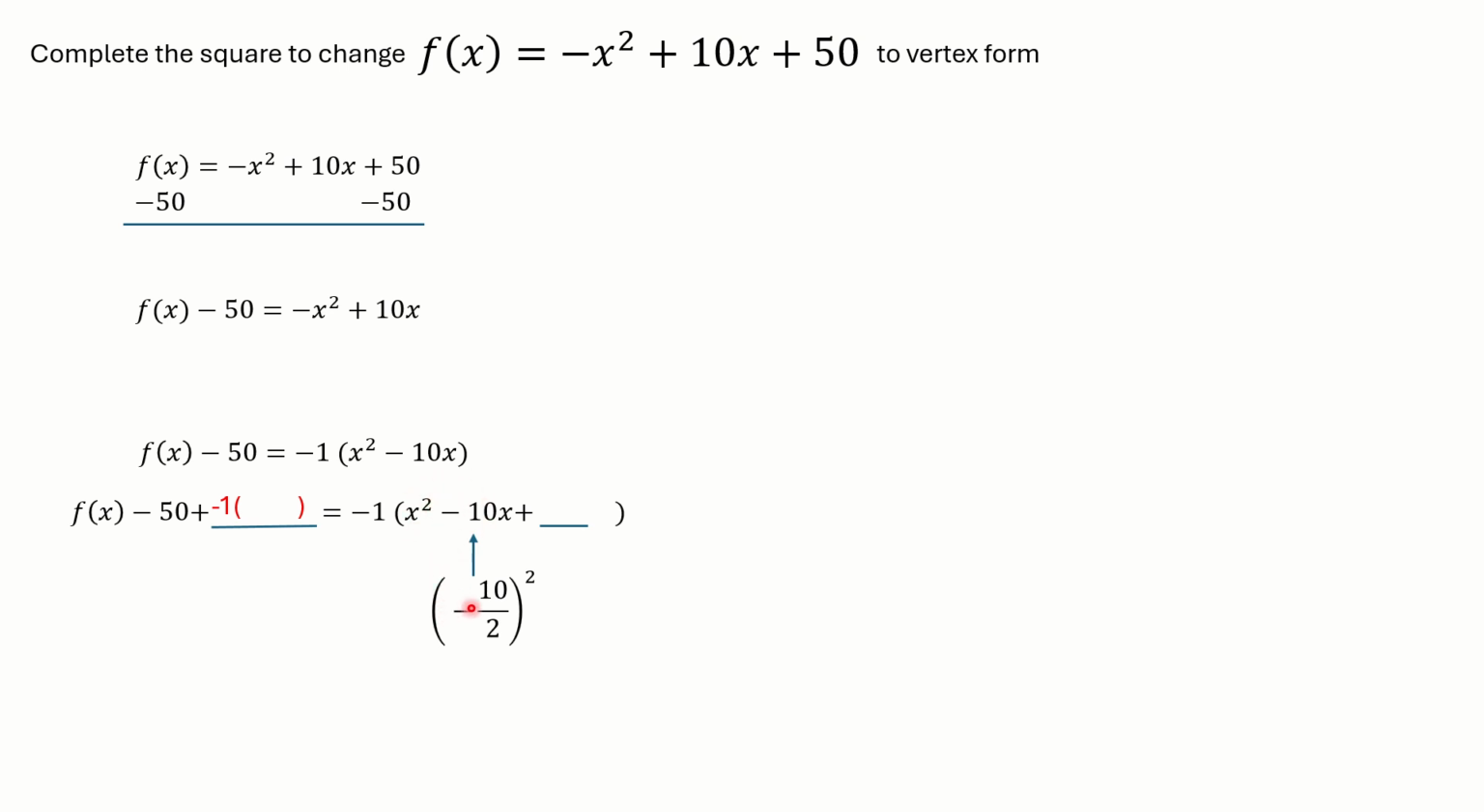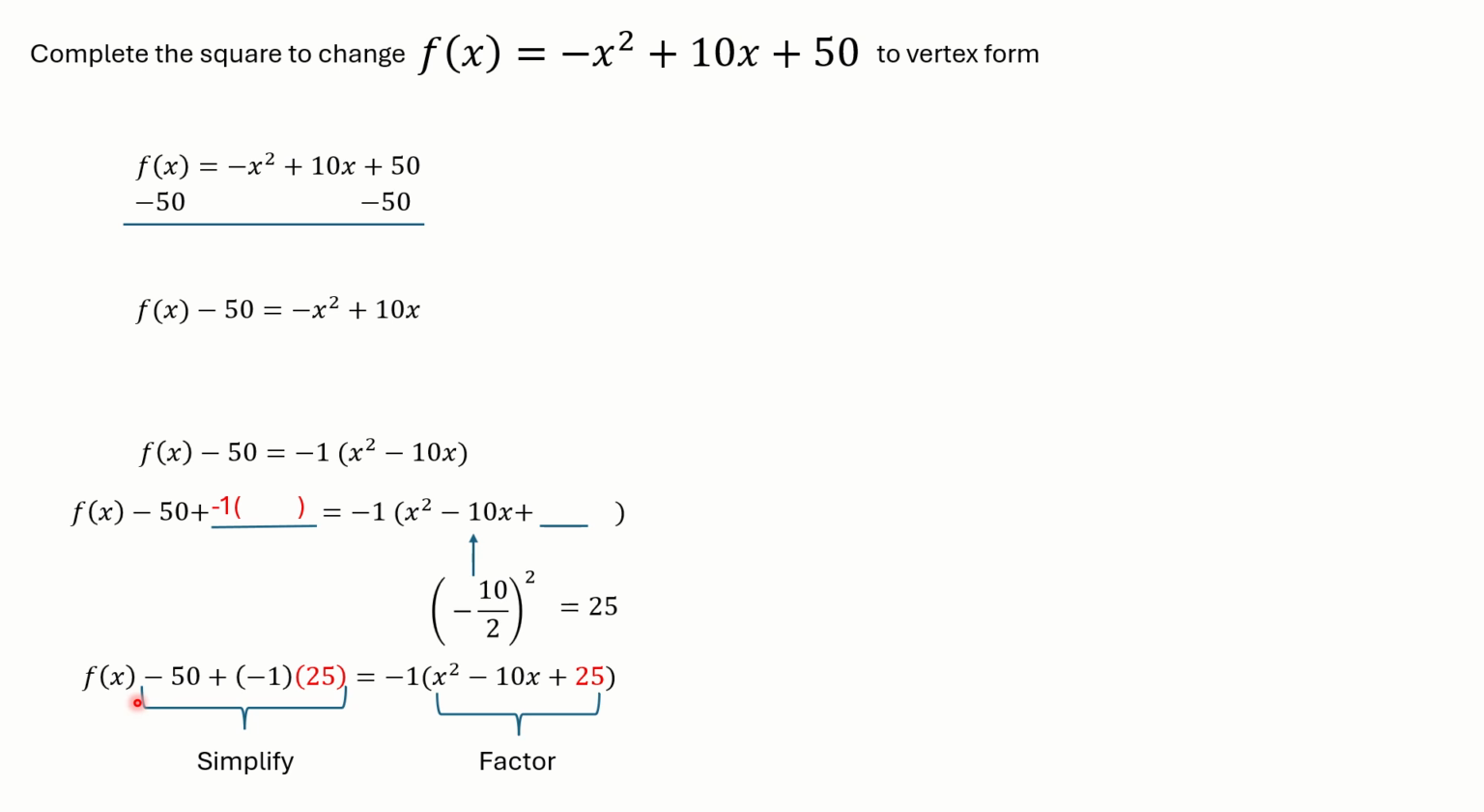You take that number and divide it by 2 and then square it. So -10 divided by 2, well, that's -5, and -5 squared means -5 times -5. That gives us 25. That's what's going to go into our blanks. So this first blank is going to have a 25, the second blank is going to have a 25.